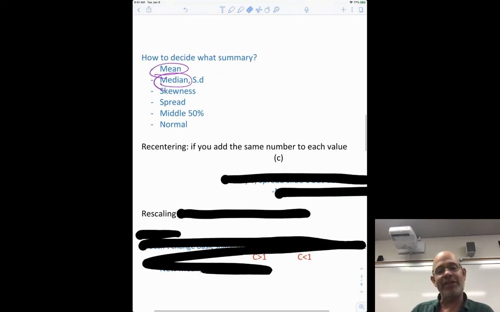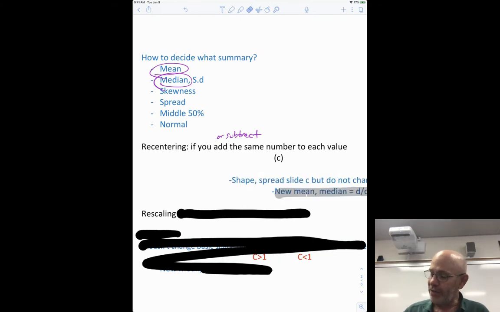Okay. So a couple other terms here: recentering and rescaling. Recentering is if you take a number and add that number to every point in a data set. Typical thing to do with test scores, maybe if a teacher thinks the test scores were too low, maybe they just add 10 points to everyone to raise the average, right? So if you add or subtract, I just want to tell you what happens to all the important information when you do that. So C is the number I'm adding.